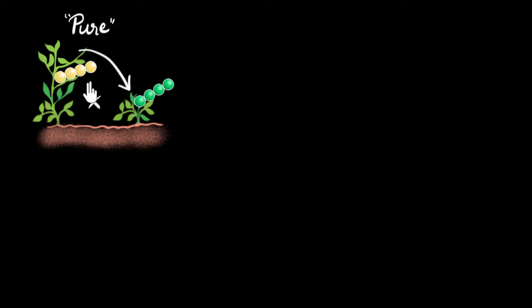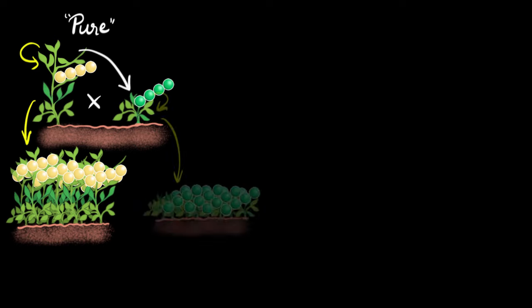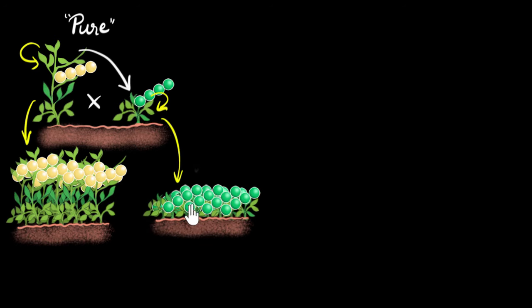And what does this pure mean? Well, just to remind you, pure means that if you were to self-fertilize this plant, then all its kids would be tall and yellow. None of them would be short, none of them would be green. And similarly, if you were to self-fertilize the other one, then all its kids would be short and green. None of them would be tall, none of them would be yellow. That's what we mean by pure.